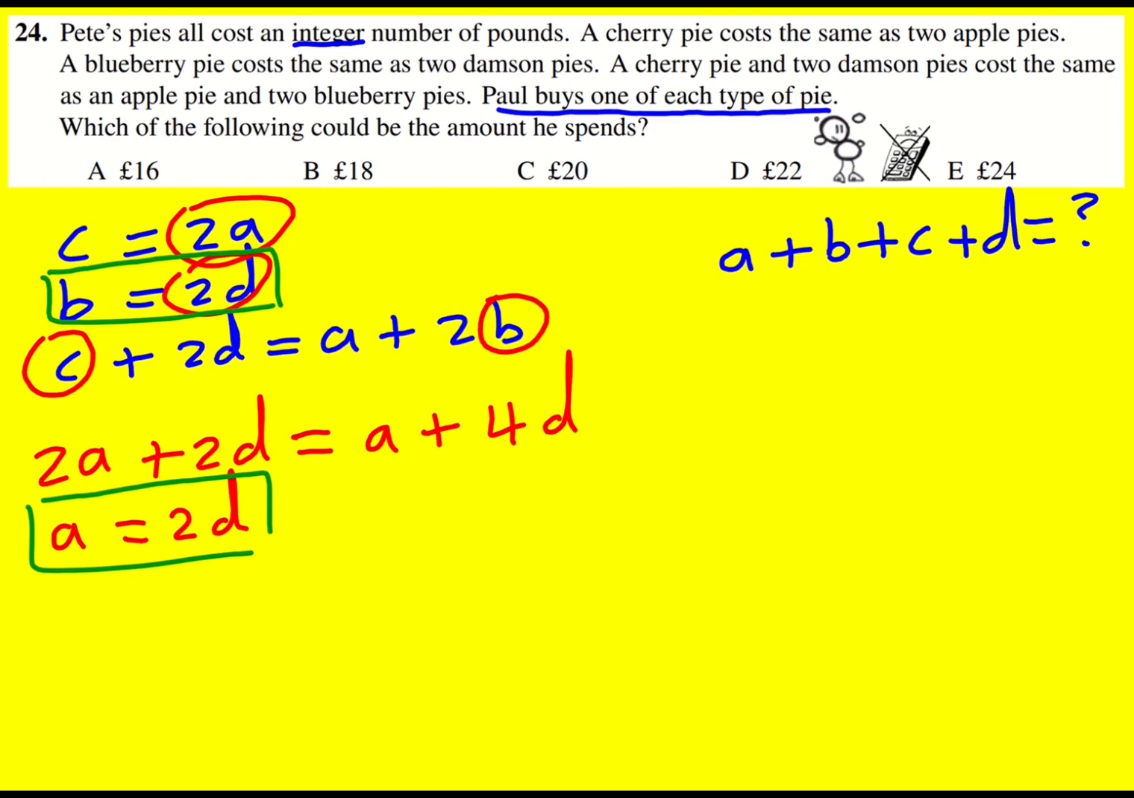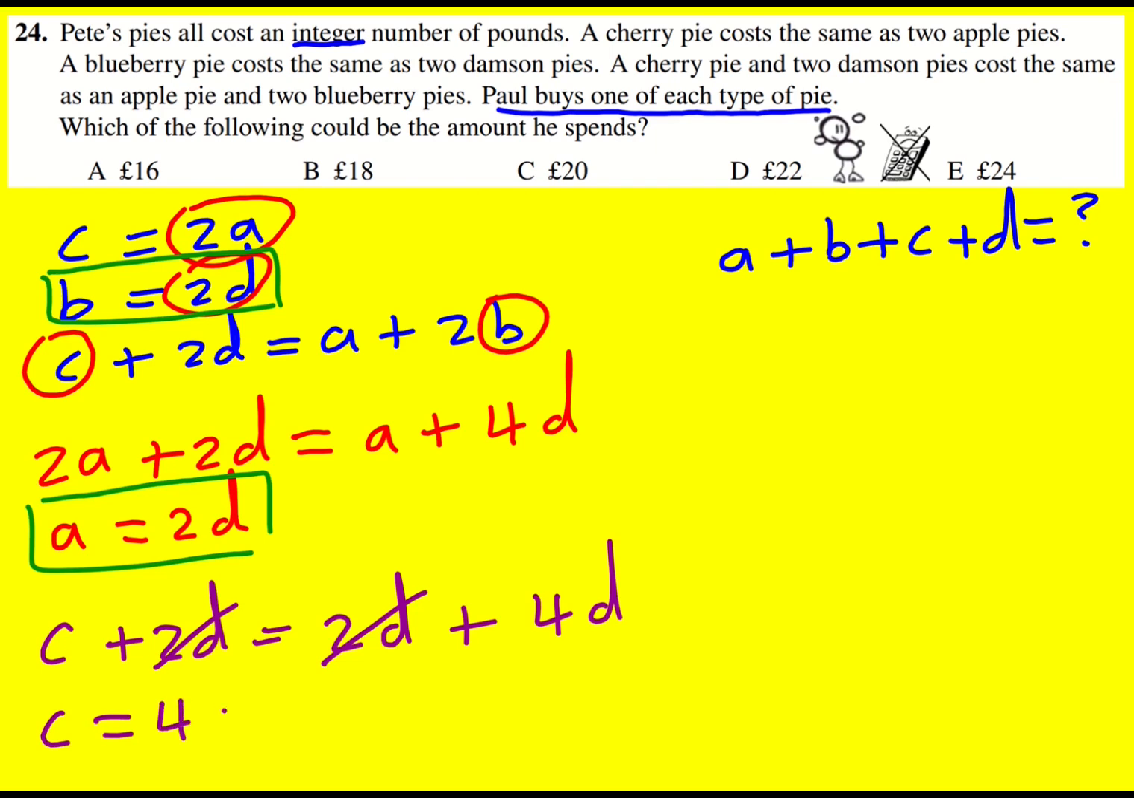So if I can get the cherry pie in terms of damson pie, then I'm sorted. And we can do that by substituting back in actually into here. So it must be that C plus 2D is equal to A, which I can now replace by 2D, plus 2B. That's 4D. And these are going to cancel. I've got that the cherry pie is 4 times a damson pie.